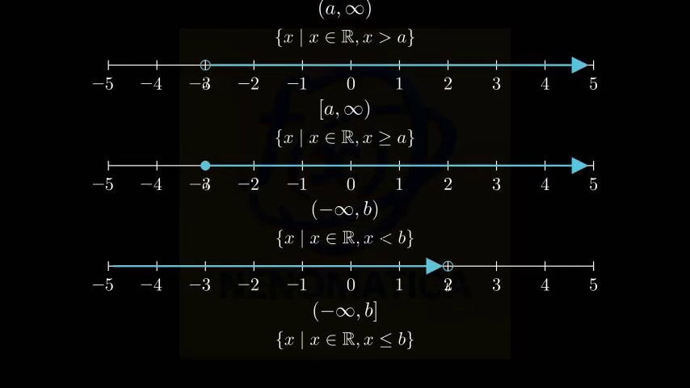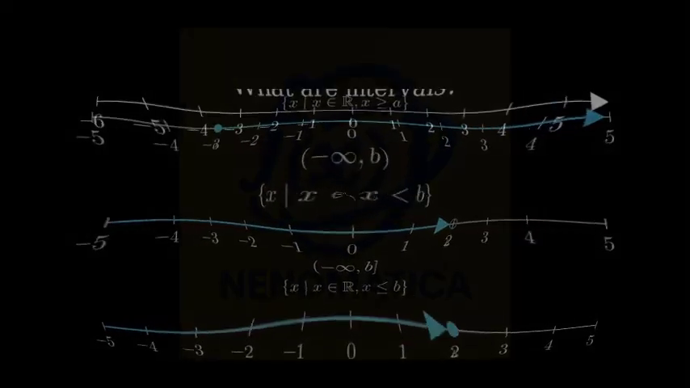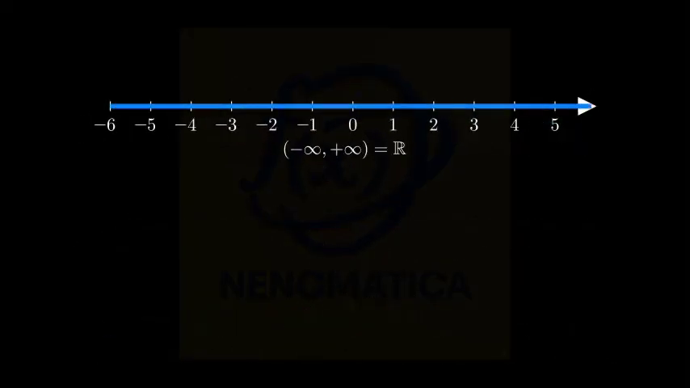This interval includes all real numbers x such that x is less than or equal to b. On the number line, we represent this with an arrow extending from the left toward negative infinity and a solid dot at endpoint b. The interval negative infinity to positive infinity, written as parenthesis negative infinity comma positive infinity parenthesis, represents the entire set of real numbers, denoted by the symbol R. This means all possible real numbers from negative infinity to positive infinity.